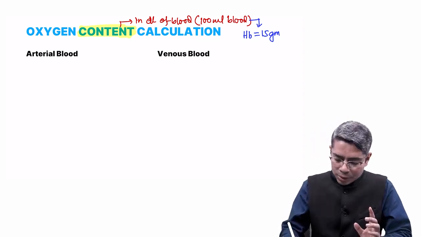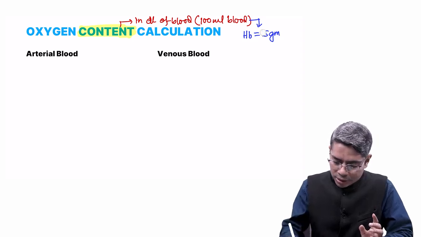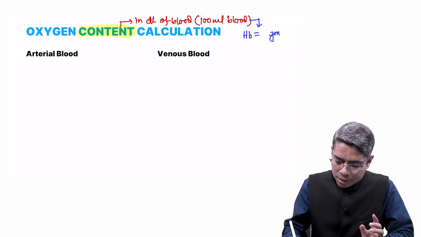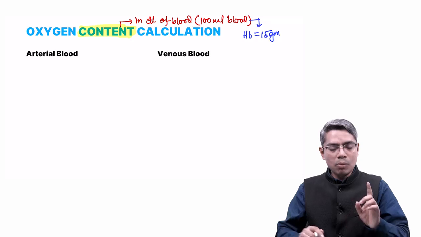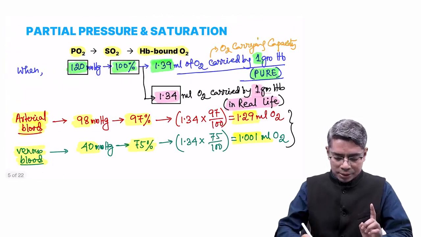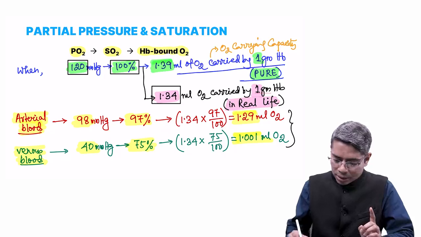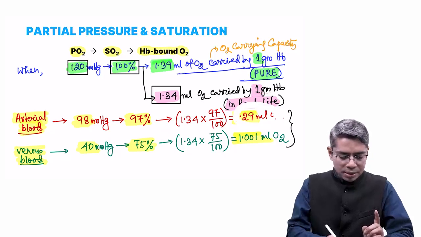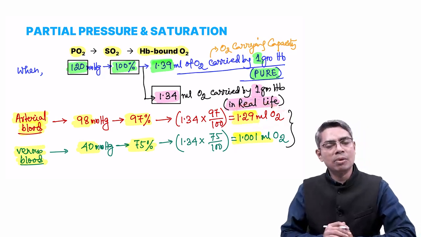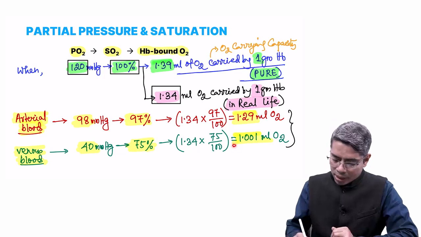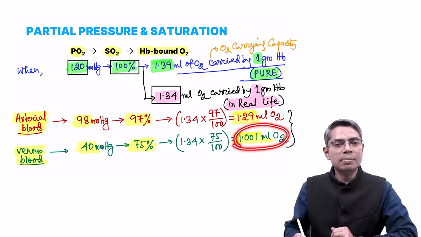of blood. And we have just understood, so I will write it more carefully. So, this is 15 gram of hemoglobin. Just now we have discussed that 1 gram of hemoglobin in arterial blood can carry 1.29 ml of oxygen, and 1 gram of hemoglobin in venous blood can carry 1.00 ml of oxygen.